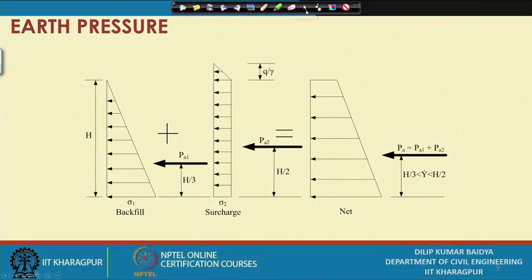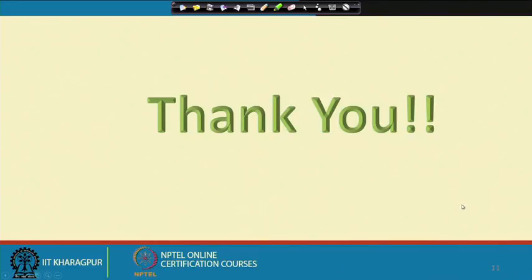So by this I have almost completed various aspects of the earth pressure calculation which is required at undergraduate level. Only thing is, I need to now take a problem. I have mentioned that you can calculate this way or that way, but unless you do it, you will not understand what the difficulties are. So I will take a number of problems, maybe 6-7 problems.